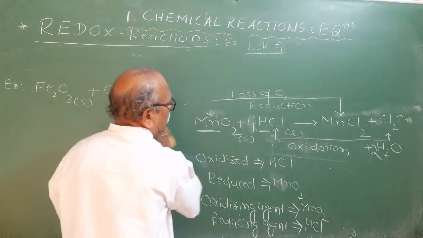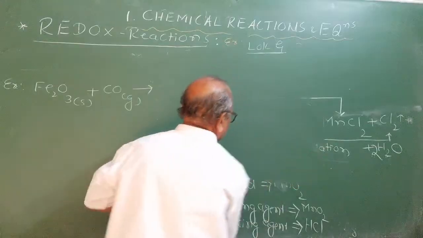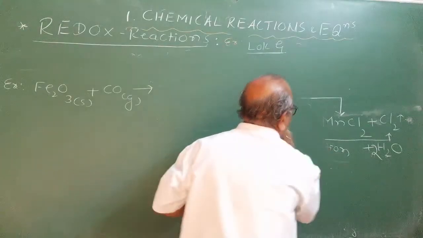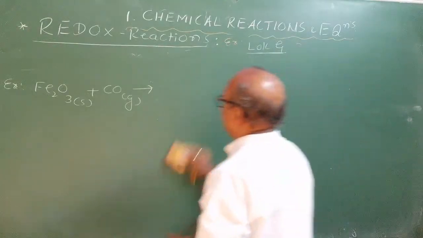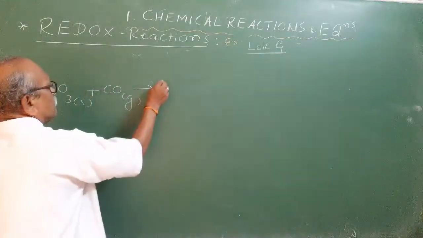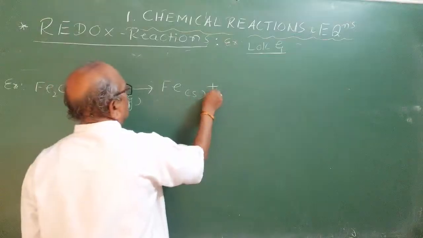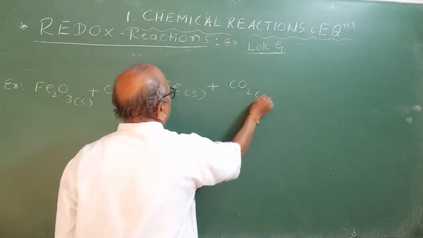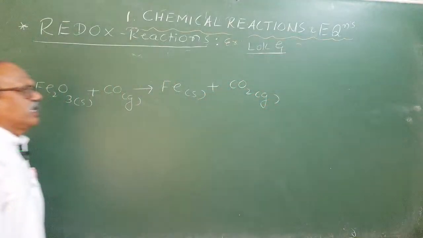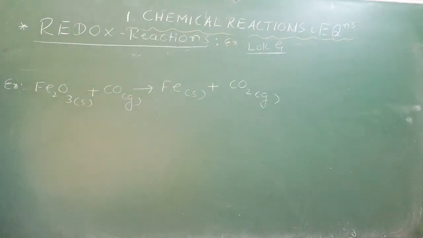Shall I rub this one? I hope you understood this. Now again you have to identify what is oxidized, what is reduced, what is oxidizing agent, what is reducing agent. You will get the product iron, and carbon monoxide is converted to carbon dioxide. This is the skeletal equation I have written. You balance it now.